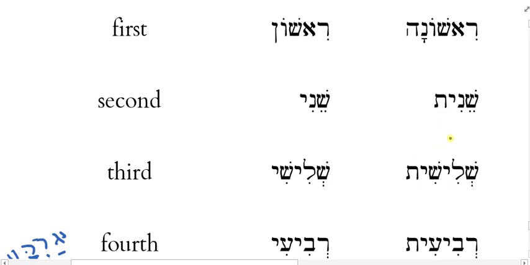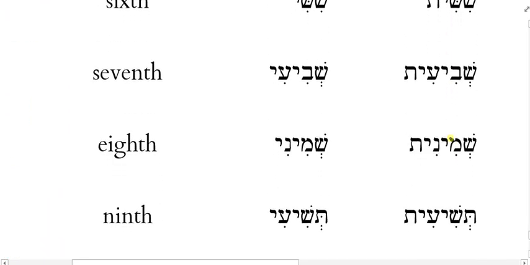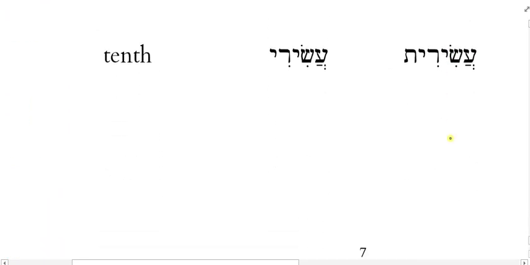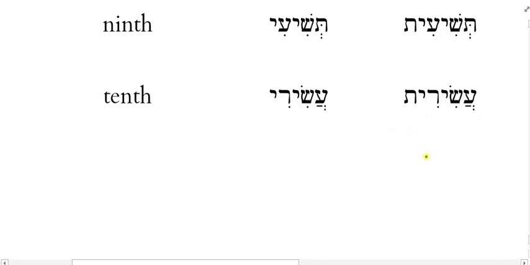Now, if I want to then use these in an actual phrase, this is what it would look like. Oh, the number 10. Sorry about that. Forgot that. Asiri for 10th, masculine, and asirit, 10th. This is also the term that's used for like a tithe of something, which is a 10th part. All right, so a couple of examples here.